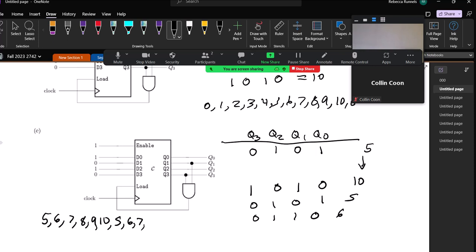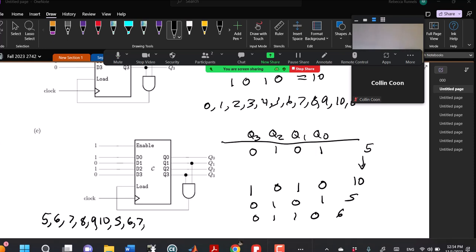Does that make sense? Any questions on that? All right. Let's see, I don't have my chat open. Yeah, so I'll go 5, 6, 7, 8, 9, 10, 5, 6, 7, 8, 9, 10.